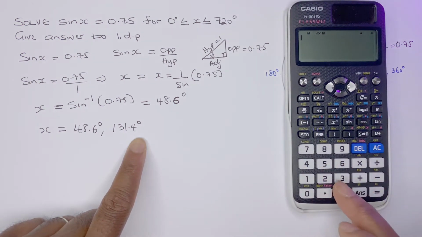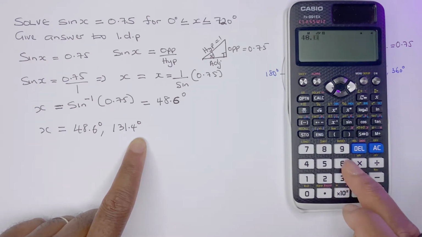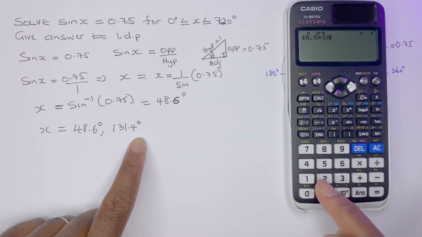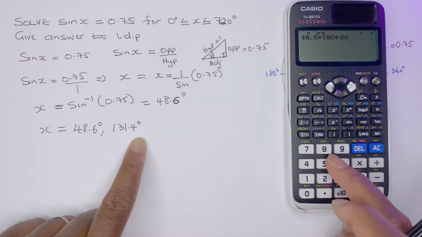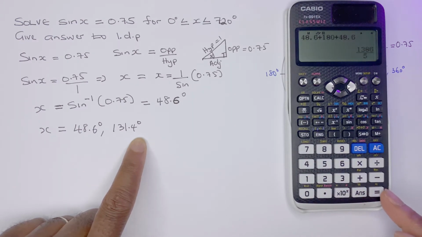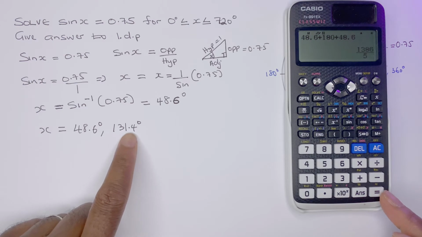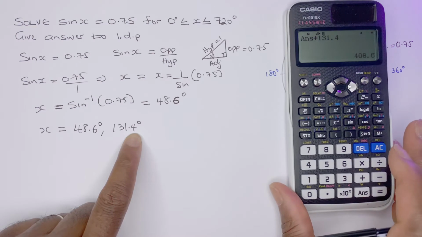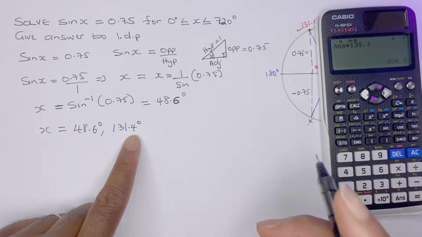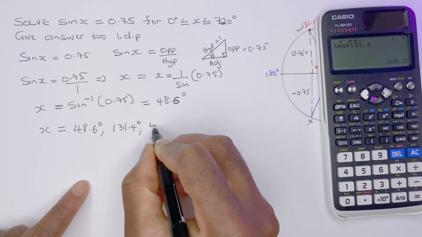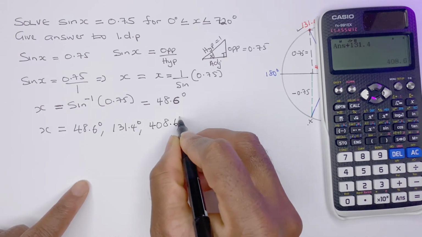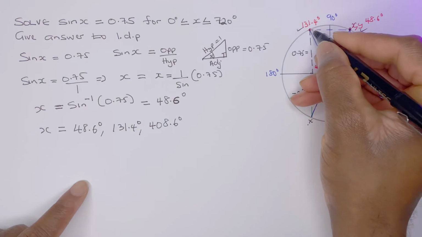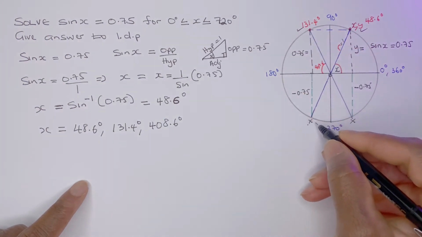So I need 48.6 plus 180 plus 48.6, and then I need to add that to 131.4 degrees. So that's plus 131.4 degrees, and that should give us 408.6 degrees. So the next value we need is 408.6 degrees. That means we've gone not just there, now we've gone from there all the way.